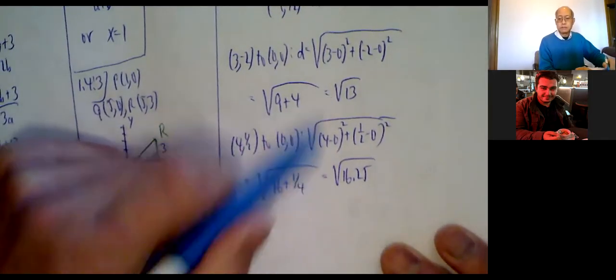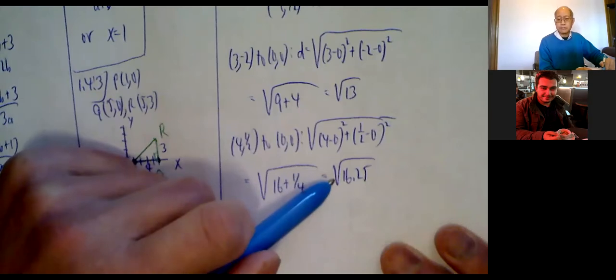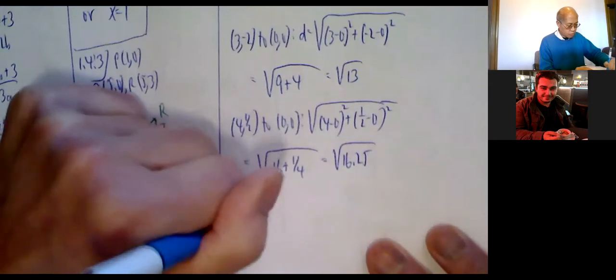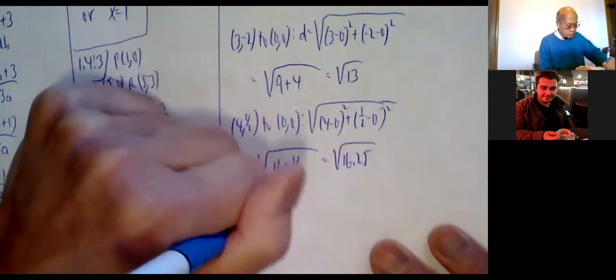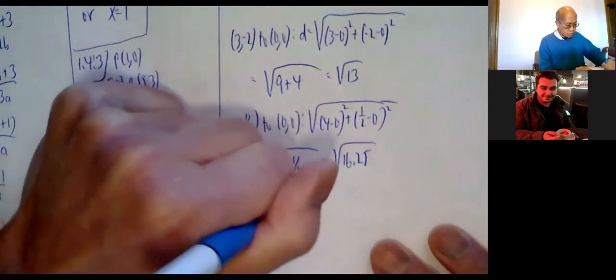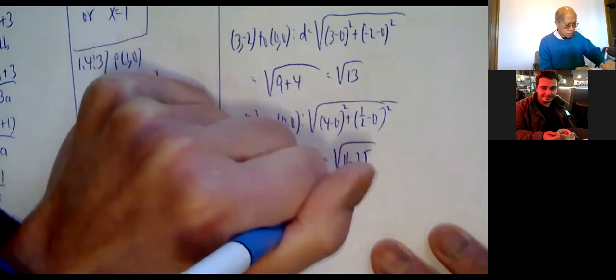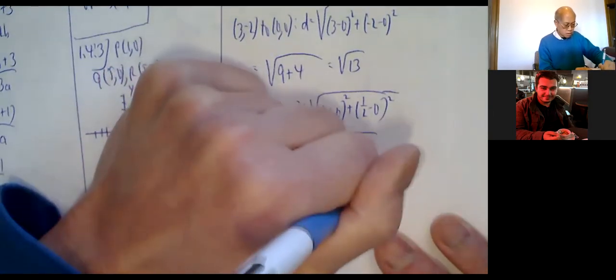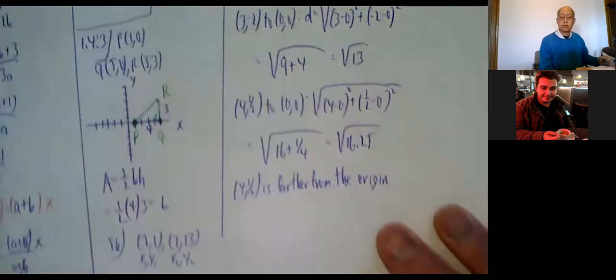But which is larger? Oh, this one's the larger one, right? So my final answer is that 4, 1/2 is farther from the origin.